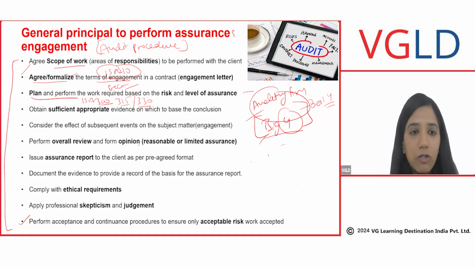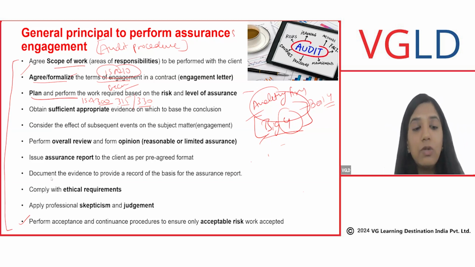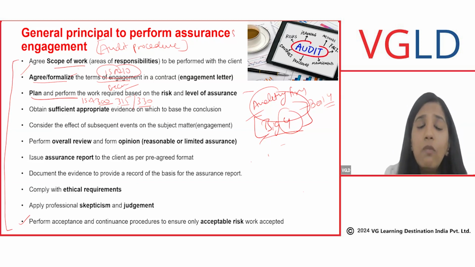Like I told you, there are two types of opinions: reasonable and limited. We'll get into it also. Issue assurance report. Of course, you've done all your work, so you have to give a deliverable, which is your report. Document the evidence. Now this is talking about working papers. Whatever you've got, you have to document it, and that will be known as your working paper.